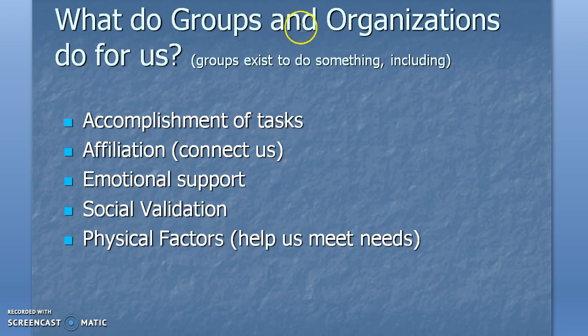So what do groups and organizations do for us? Lots of things. They accomplish tasks, they connect us, they provide emotional support, they validate us, and they help us meet our needs. Again, all of us in our daily life participate in many groups and organizations so that we can achieve these things, these critical functions in our life.